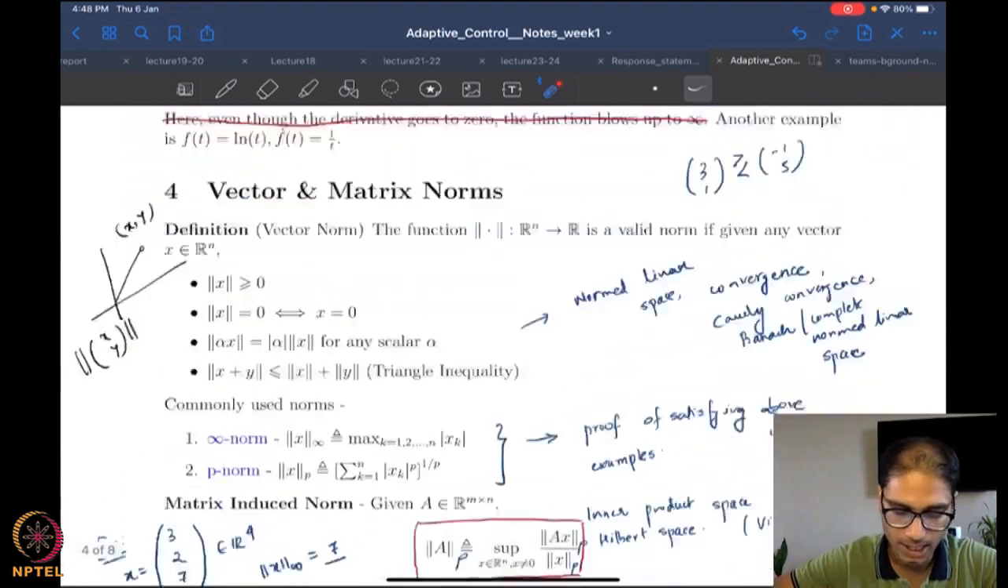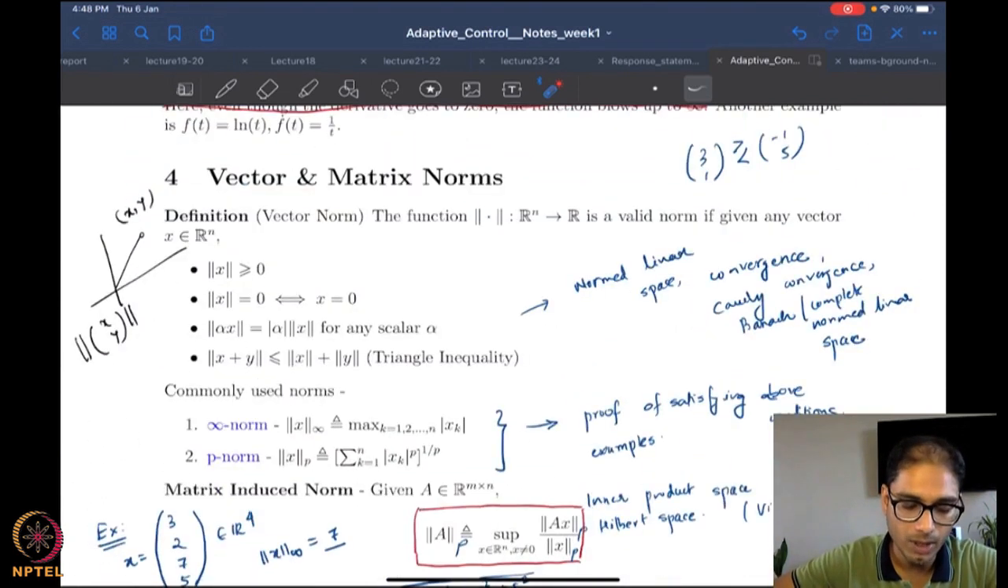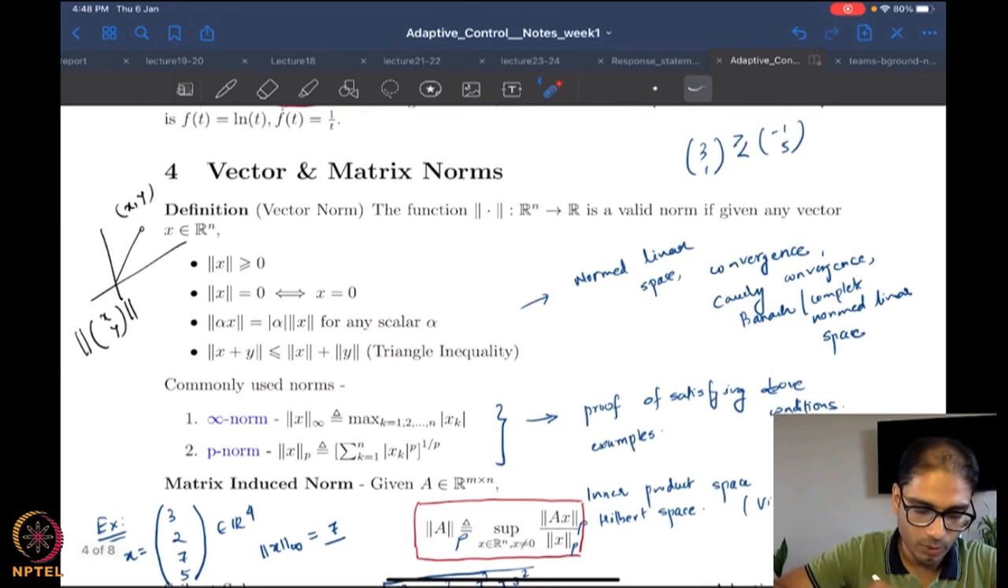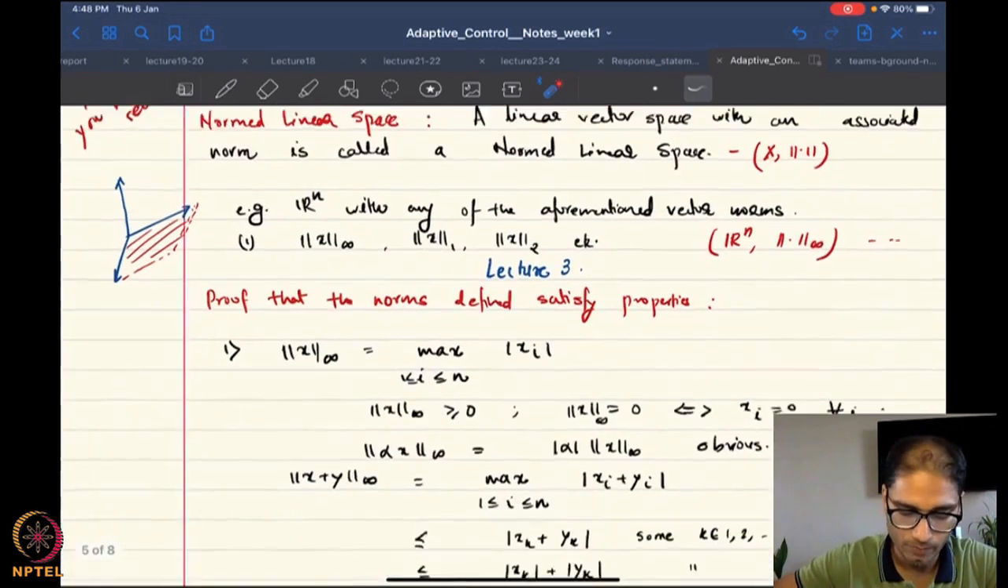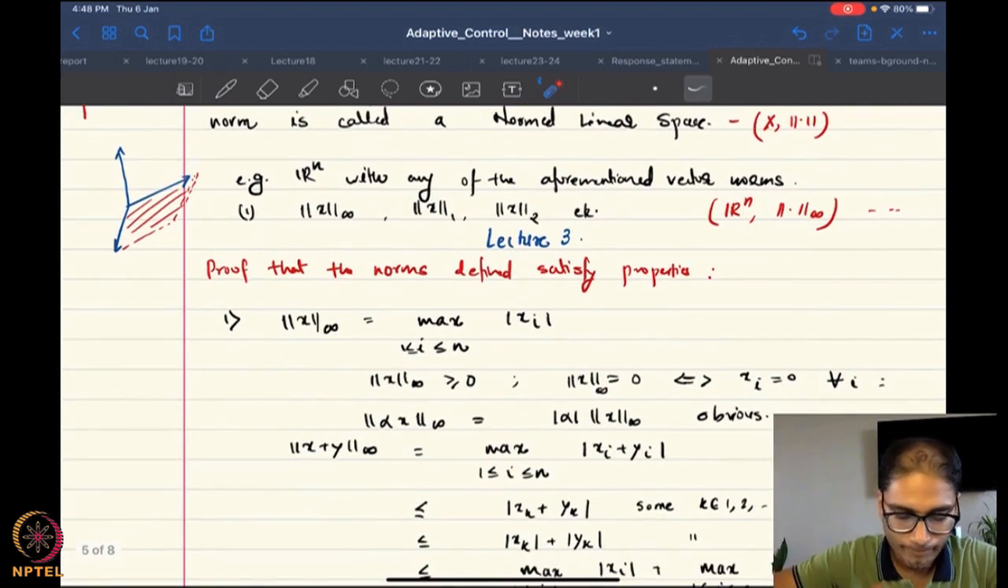So if you see, the definition contained four aspects. One is the non-negativity. Then we had the notion of the norm being zero only when the vector itself is zero. Then we had the scalar multiplication property. And then finally, the very key and very important triangle inequality property. So we want to prove the fact that this infinity norm and also a particular P norm are valid norms, just to see how such proofs would go. So let's see.